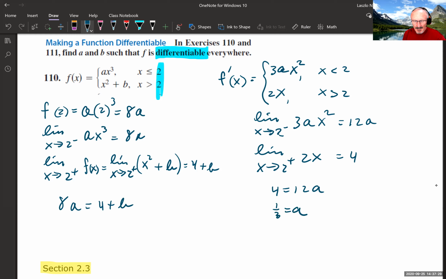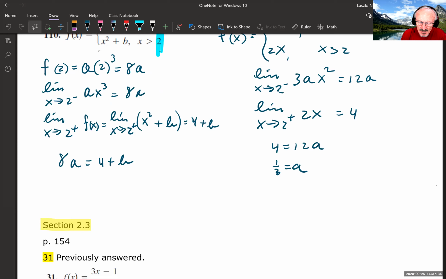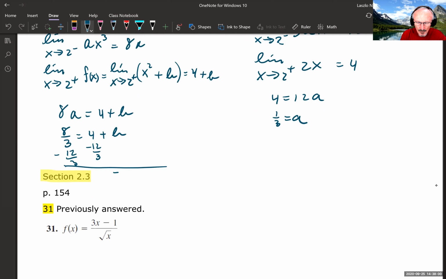And once we have that, then we can come back to this problem here. And so this is a system of linear equations. We plug in here and we have 8/3 is equal to 4 plus b. And of course, 4 is the same thing as 12/3. So we subtract 12/3 from 8/3. And we should end up with, if we do this correctly, a negative 4/3 as the value of b.